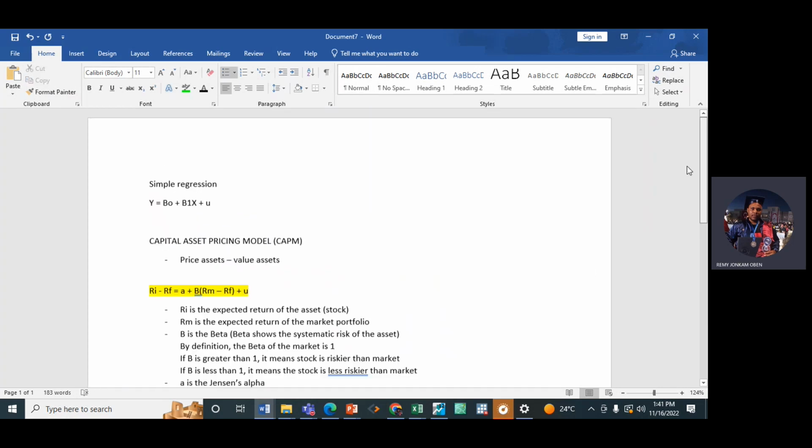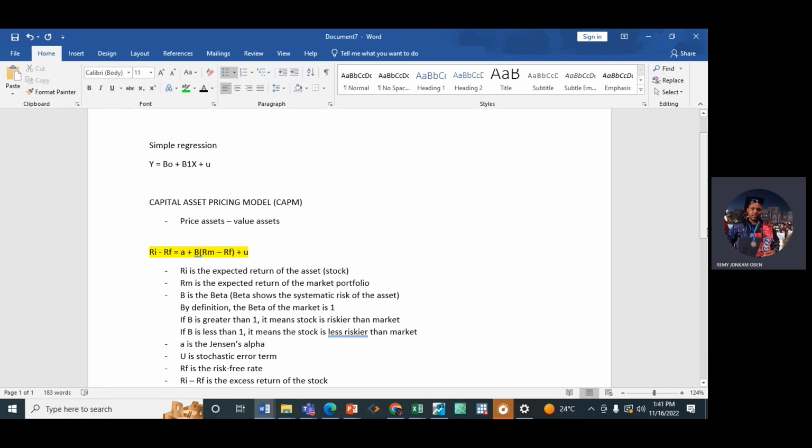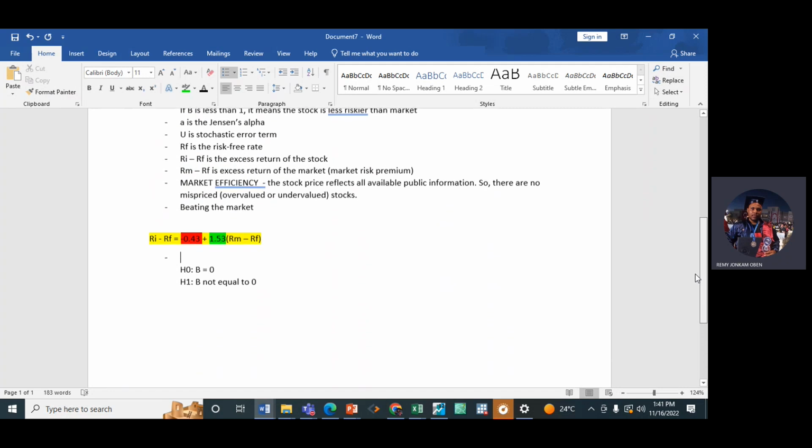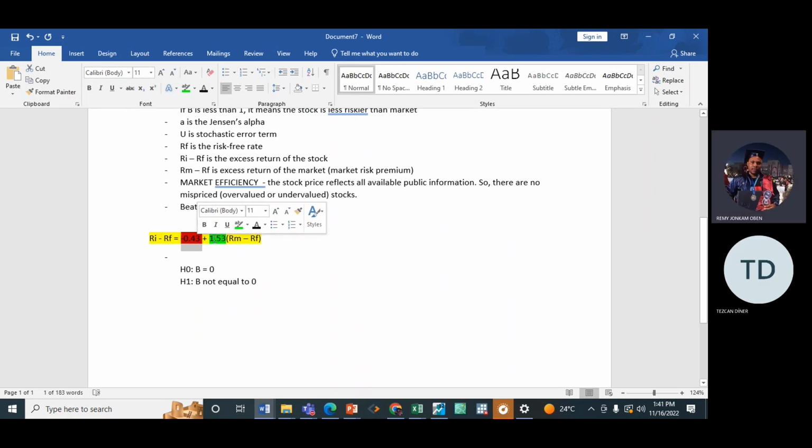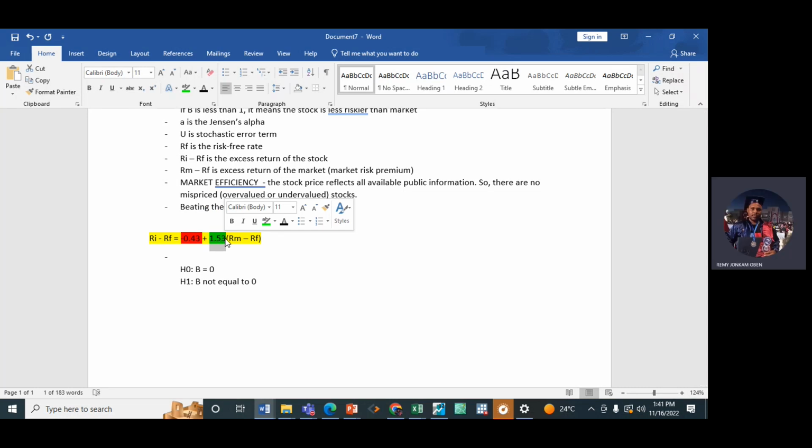Guys, let me explain something to you. Before the hypothesis testing, instead of beta 0, can you do it for beta 1? I will do it, I'm still with alpha, Jensen's alpha. One thing I like about this CAPM model is that it's showing us two things. This alpha is showing us market efficiency, and this beta is showing us the systematic risk of the stock. Is the stock riskier than the market, or is the market riskier than the stock? So there are two things we are getting from this CAPM model.